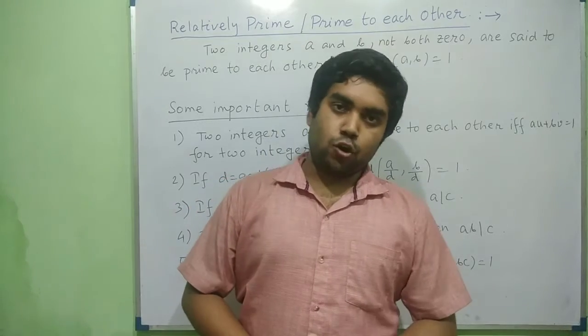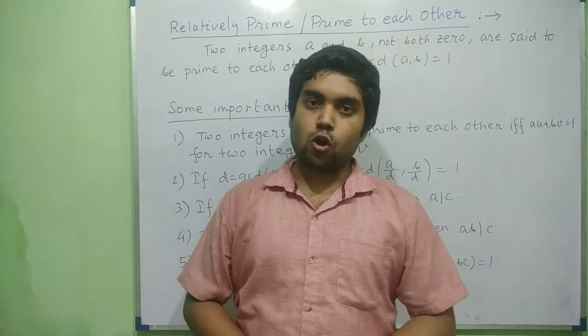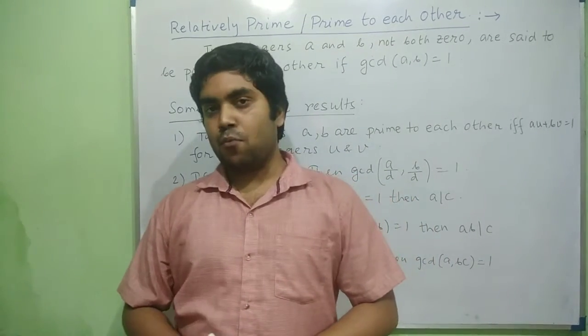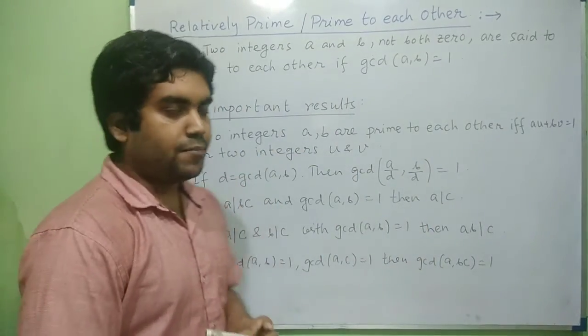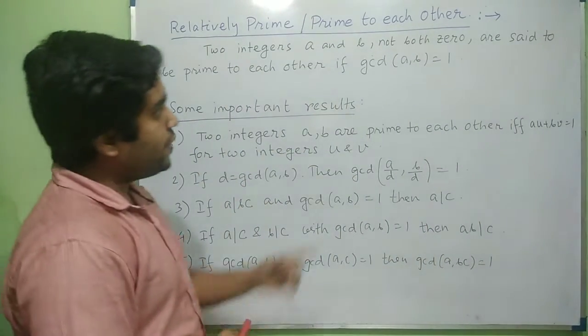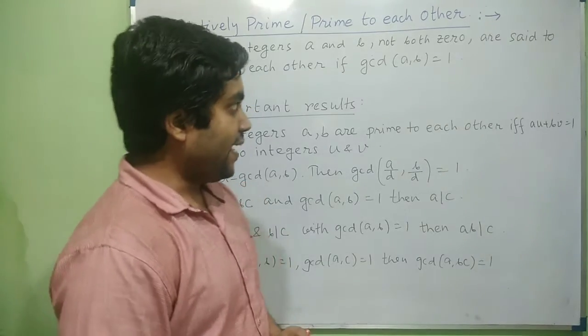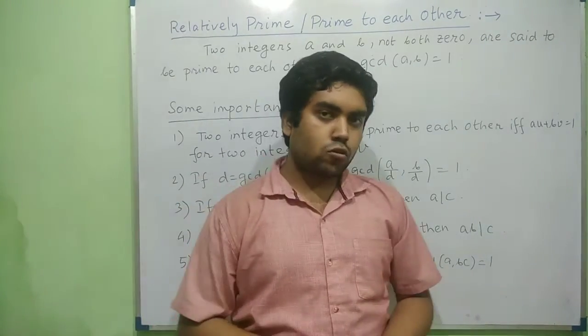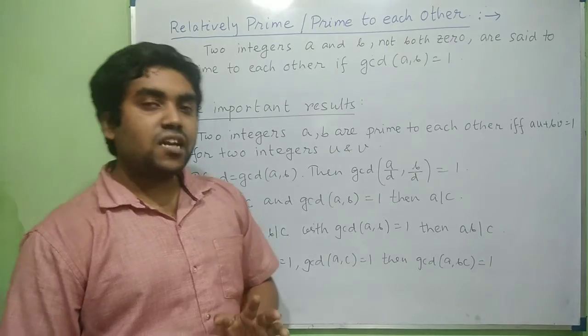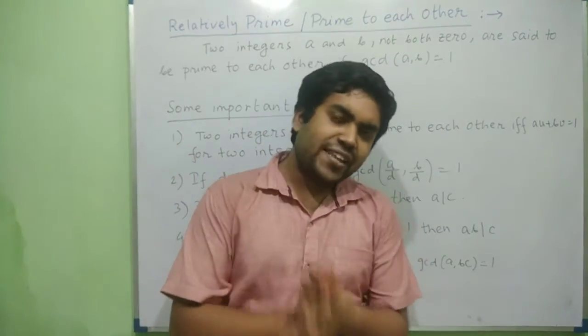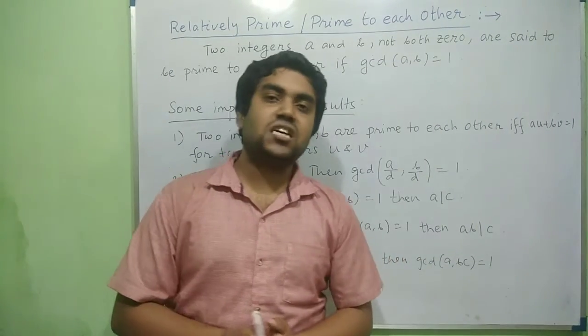Today in this video we are going to discuss the topic of relatively prime or prime to each other integers. What are relatively prime numbers? Suppose we consider two integers a and b, both not zero, then these two integers a and b are said to be prime to each other or relatively prime if their GCD is 1.